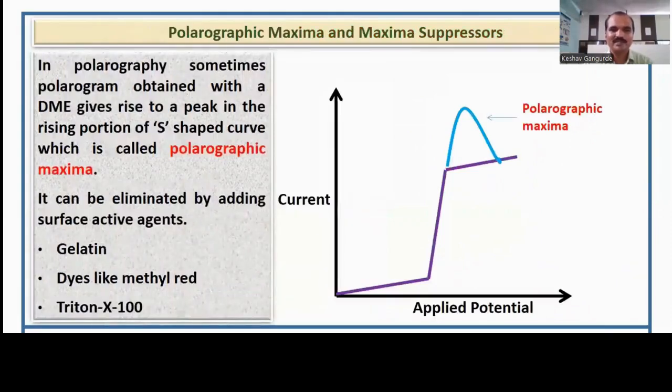Let's see some of the interferences in the polarographic analysis. The first one is polarographic maxima. In polarography, sometimes a peak is obtained in the rising portion of the polarographic wave. That peak is called polarographic maxima and it will give an error in the measurement of diffusion current. Therefore, it has to be eliminated. In order to eliminate polarographic maxima, surface active agents like gelatin, dye like methyl red, and Triton X-100 are used to suppress this maxima.